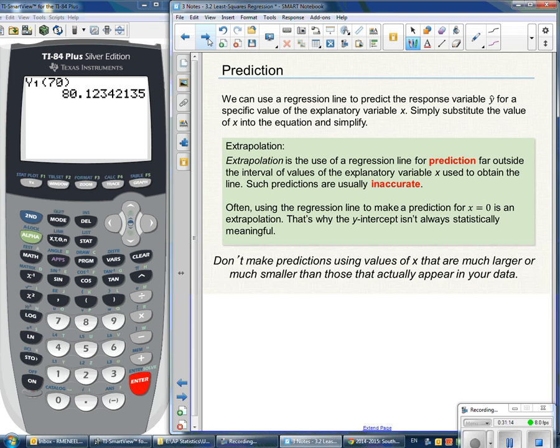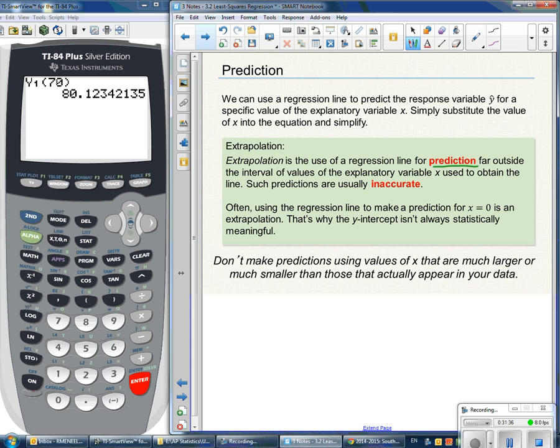So extrapolation is what we call the use of the regression line for predictions that are far outside the interval of values of the explanatory variable. So if it's outside the domain of the data that I have, then I want to be careful when I make predictions. Algebraically, you can still do it. I mean, certainly you can plug in any value in for your equation and get a corresponding value for y.